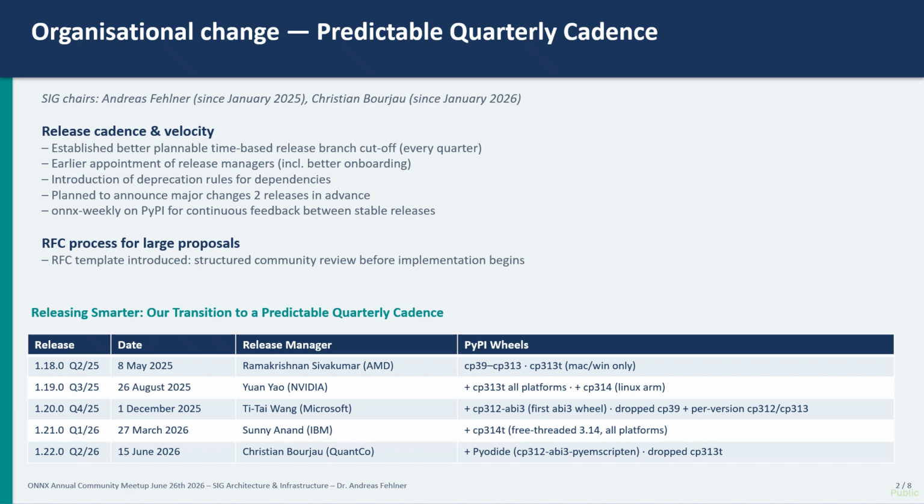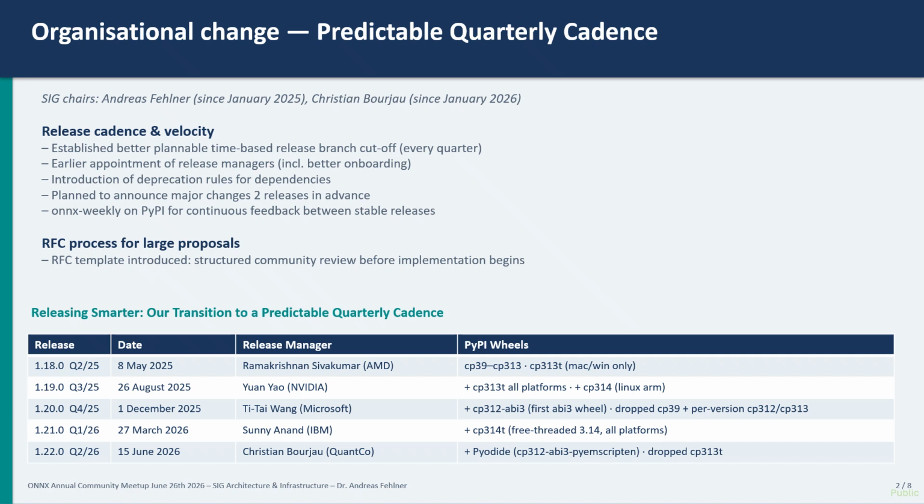We also introduced deprecation rules so that whenever we plan to drop a dependency, we announce it to users in advance. For larger changes, we introduced an RFC process with a structured template. This means that before anyone starts implementing a significant change, the community can review and discuss the proposal first.